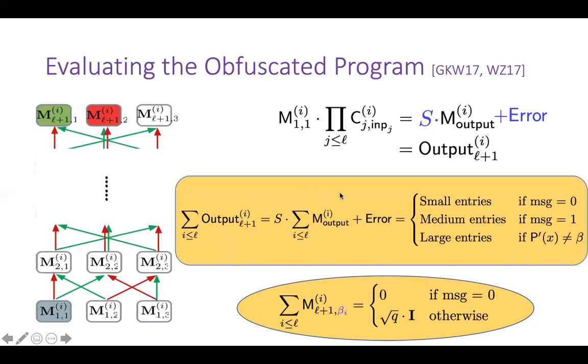And so this overall summation, S times summation output plus error, is going to be uniformly random, and it's going to contain large entries with high probability. So that's how you can distinguish whether the message is zero, the message is one, or whether P prime of X is not equal to beta.